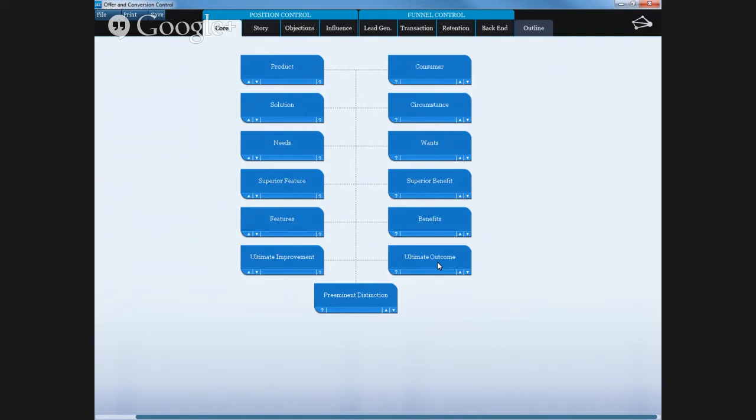It's about the promised land, or the ultimate desired life outcome that improvement provides.